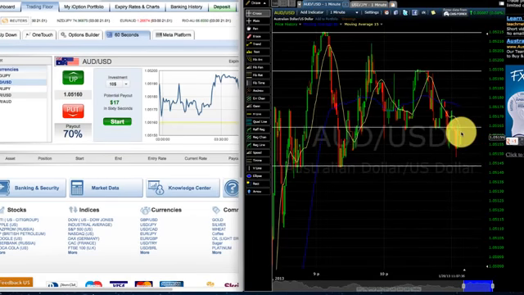Still here on the Australian USD, it's pretty much staying around the same price. It's going sideways, which we don't want to trade.